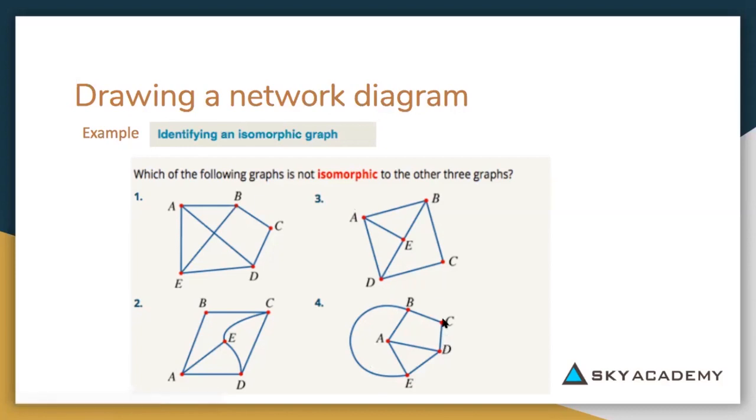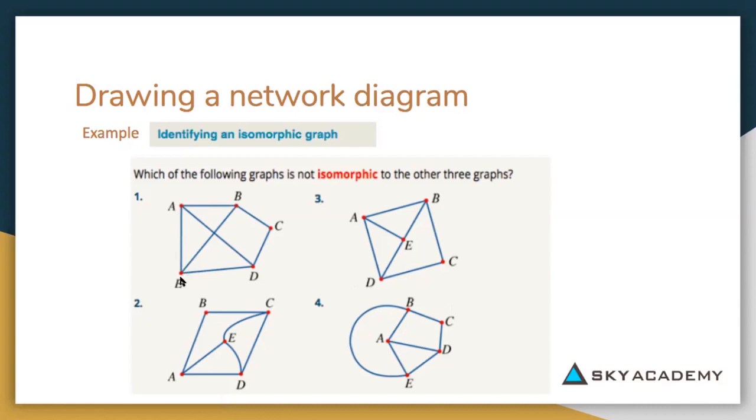Now we consider the vertices. How many vertices do they each have? 1, 2, 3, 4, 5 for each of them. They all have 5 vertices. Now we need to consider what degrees for each node. So graph 1 has 3 for A, 3 for E, 3 for D, 2 for C, and 3 for B.